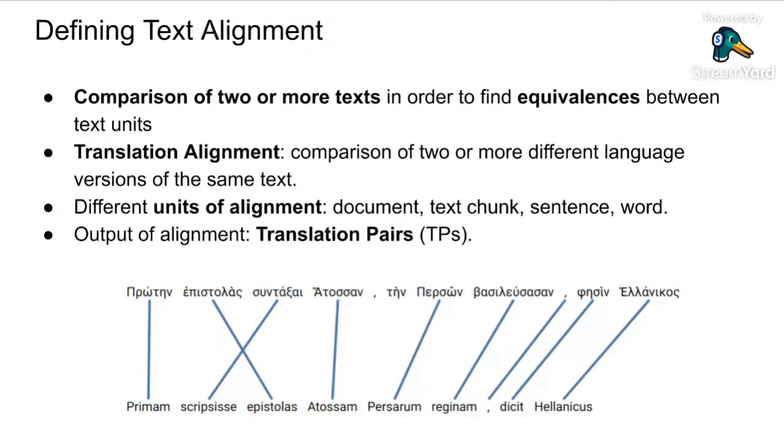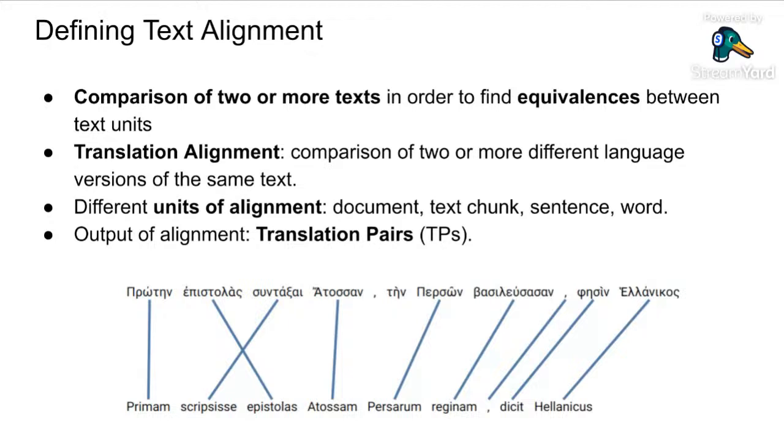Translation pairs can be of different varieties, depending on the sort of linguistic relationship between the texts that we are analyzing. Typically, we expect a translation pair to be one-to-one. So one document to one document, one text chunk to one text chunk, one word to one word. But given the complexities of this task, this is rarely the case.